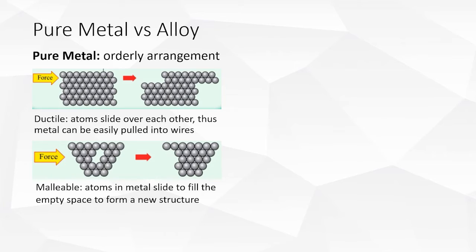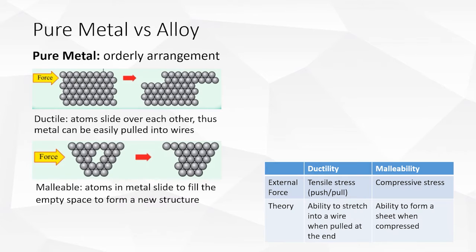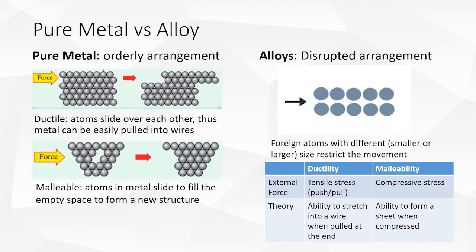As you can see in this picture, there are empty spaces between the atoms. So, when force is applied, the layers of atoms in a metal will slide to fill in the empty spaces and form a new structure. Now, let us see this animation.